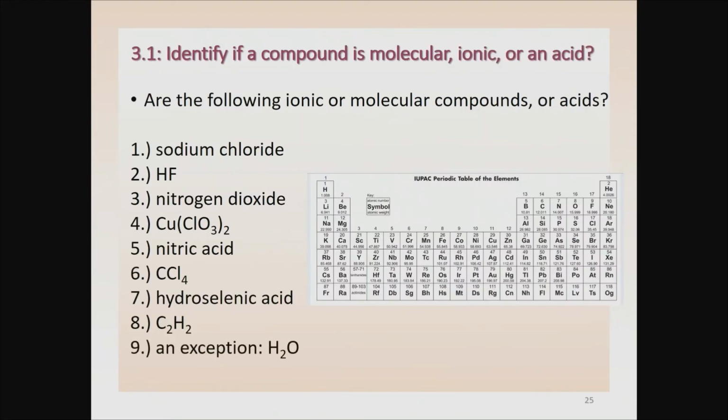Okay, so what I want to do now is go through some examples of how you do this. For those 9 compounds I've listed on the left, all we're going to do is figure out whether these compounds are ionic compounds, molecular compounds, or acids. And then later on, we'll talk about how you would go about figuring out what the formula or the name is. Okay, so importantly, you need to have your periodic table out.